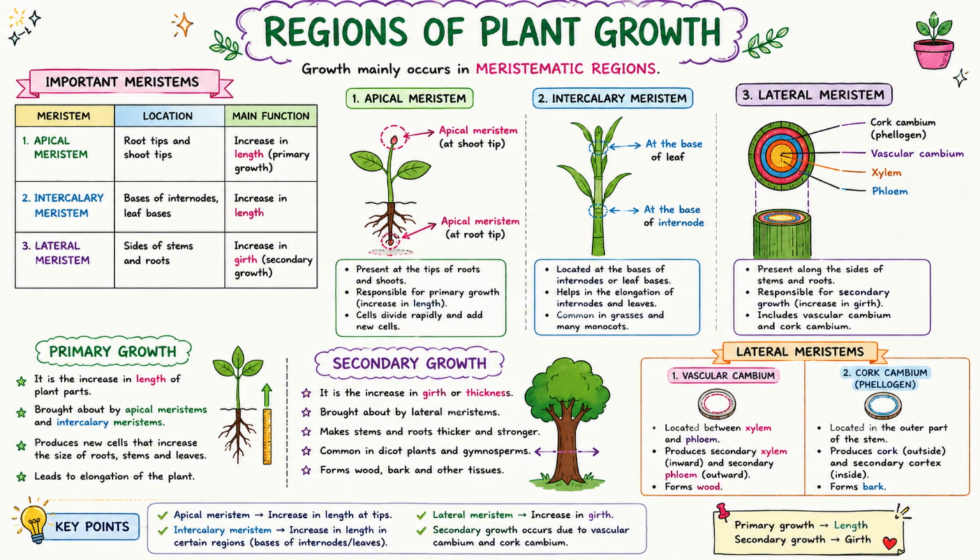So, remember this simple concept. Apical meristem increases length. Intercalary meristem increases length, especially at internodes. Lateral meristem increases girth or thickness. And the easiest way to remember the two types of growth is: primary growth means growth in length. Secondary growth means growth in thickness or girth. In short, tips help the plant grow longer, while sides help the plant grow thicker.